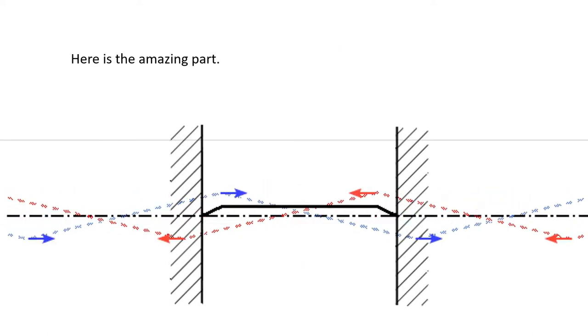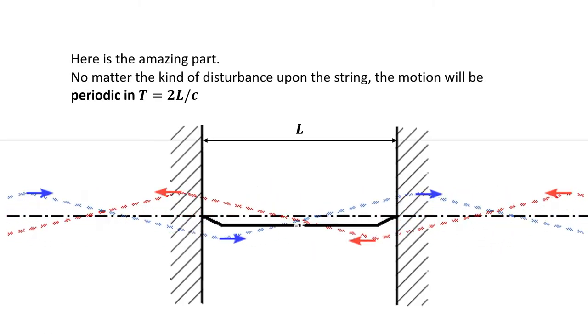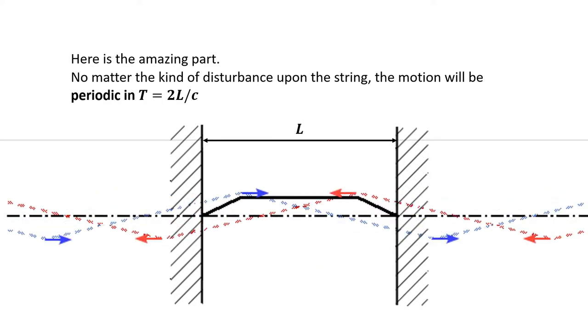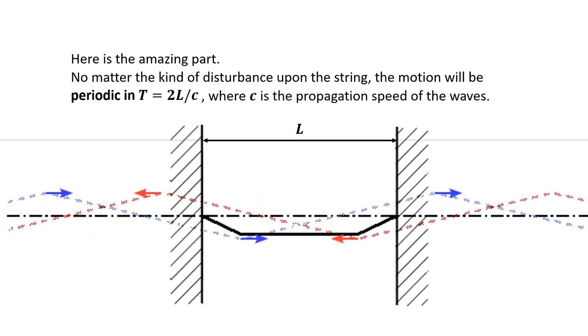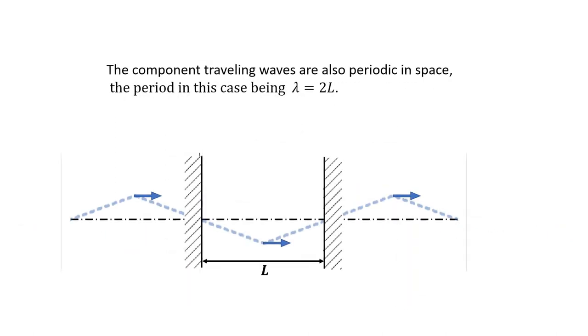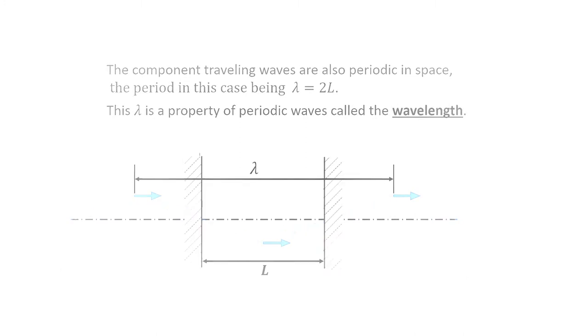But here's the amazing part. No matter what kind of disturbance upon the string, the motion will be periodic in T equal 2L under C, where C is the propagation speed of the waves. The component traveling waves are also periodic in space. The period in this case being lambda equal 2L. This lambda is a property of periodic waves, called the wavelength.